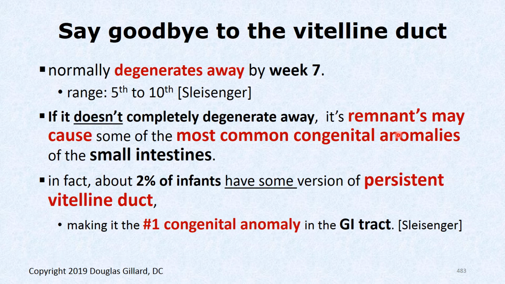And this is a big number: 2% of infants have some sort of persistent vitelline duct. It may be asymptomatic, but it could cause trouble in that newborn infant. We need to look at that. In fact, it is the #1 congenital anomaly of the gastrointestinal tract, and that's a great book, Schlesinger. I use that in GIGU.